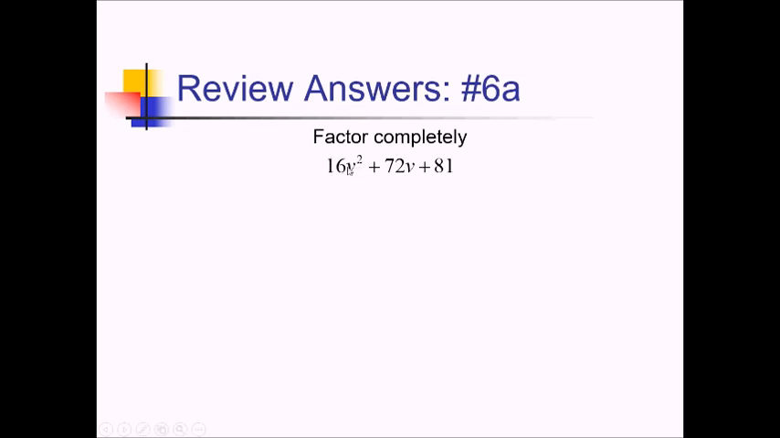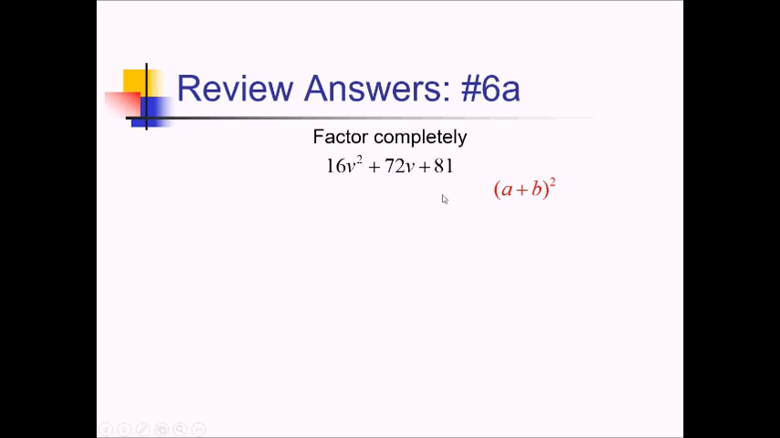16v squared is a perfect square, so is 81. So we do have a perfect square sandwich, which means we might be able to use our perfect square trinomial shortcut. So if this is in the form a squared plus 2ab plus b squared, then the factorization would be a plus b quantity squared. The million-dollar question is: is this 72v really a 2ab, or is it something else?